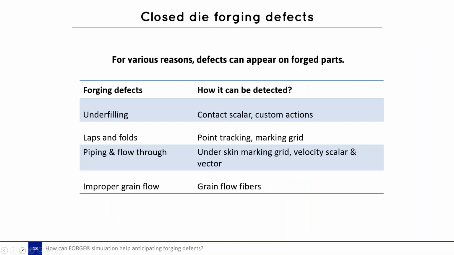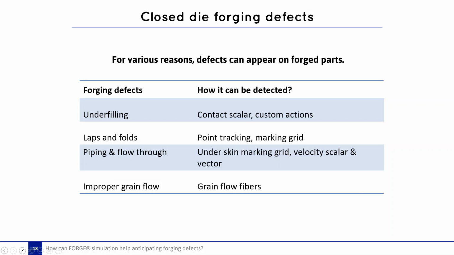Let's make a recap on closed die forging defects: how to detect them and how to analyze if we have defects in closed die forging. First, underfilling can be detected by analyzing the contact color. To go faster in the analysis of this defect, it is possible to create a custom action. Then, with a single click, you can detect this defect.